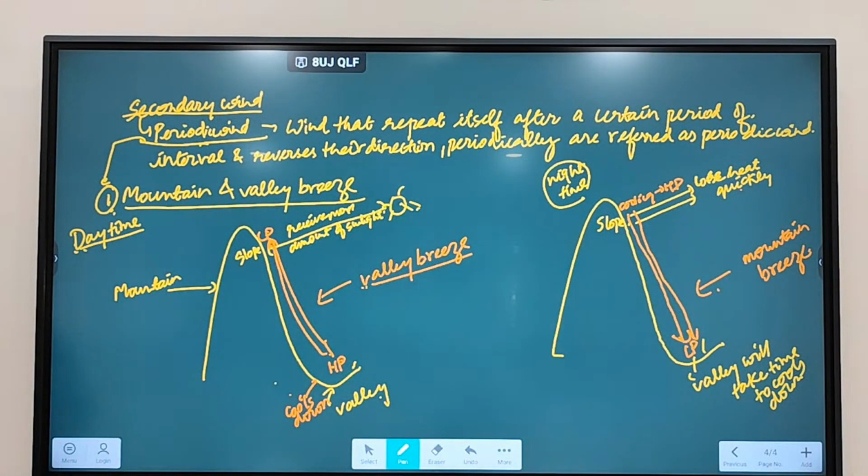So they are periodic winds, repeating themselves after day and night, and their directions are reversing. Clear? Either you see them moving in the upward direction or in the downward direction. So their directions are reversing. Fine. So that is why we have written this definition: winds that repeat themselves after a certain interval and reverse their directions are called periodic winds. Fine.